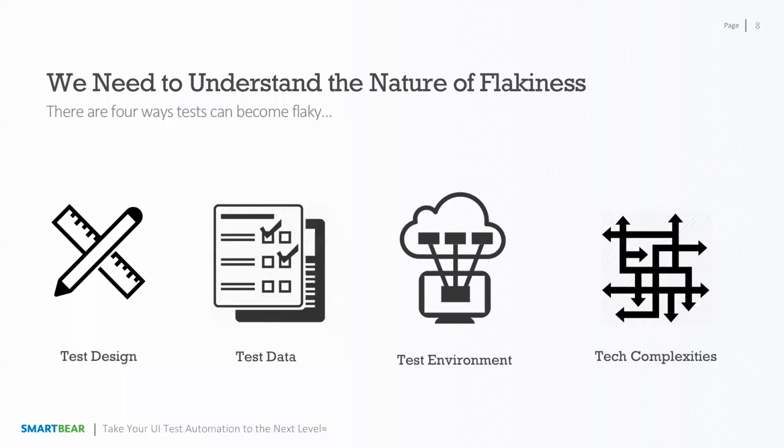Approaches. So flakiness, as we mentioned, can arise in these 4 common brackets per se: test design, test data, test environments, and it can arise in tech complexities. So we'll say that 4 times fast. Yeah, curveball, right? So let's take a look at the first part, test design.